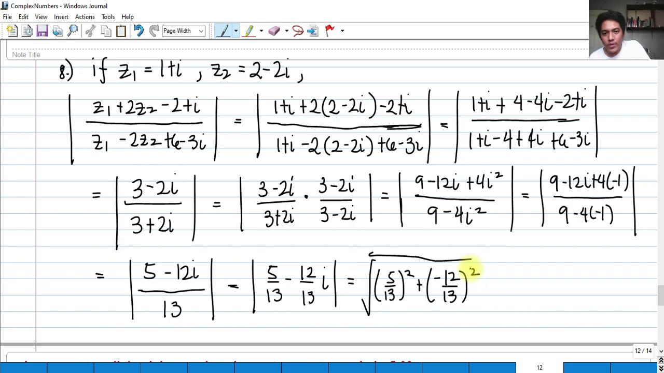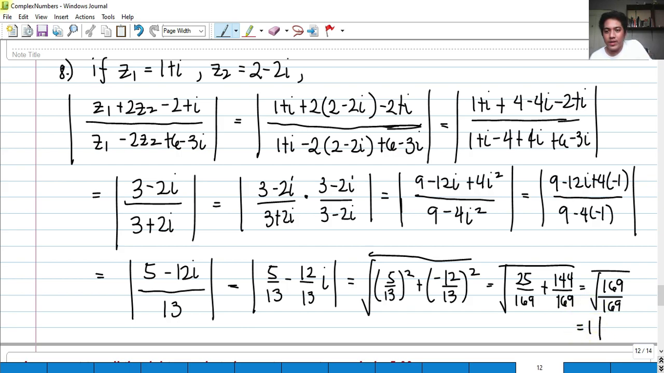Okay? So if we're going to simplify this, we have 25 over 169 plus 144 over 169. So we can add these two because they have the same denominator. So 144 plus 25 is 169. So we have 169 over 169, which turns out to be equal to the square root of 1, and the square root of 1 is simply equal to 1. So our answer for this fourth term is equal to 1.